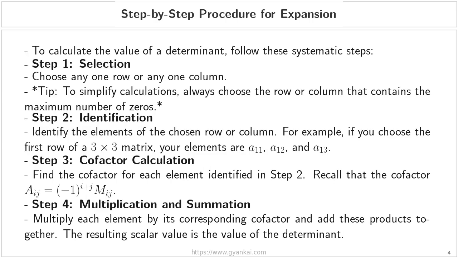Finally, step 4 is multiplication and summation. Take each element from your chosen row or column and multiply it by its corresponding cofactor. Once you have all those individual products, simply add them all together. The final scalar value you get from this sum is the actual value of the determinant. In the next slide, we are going to put this exact 4-step process into practice with a concrete numerical example.